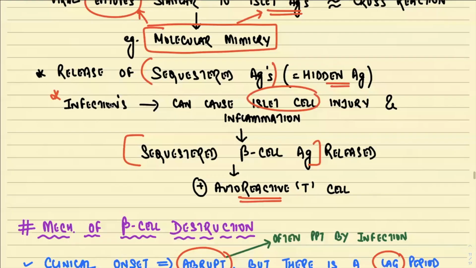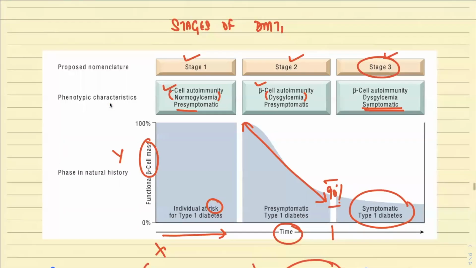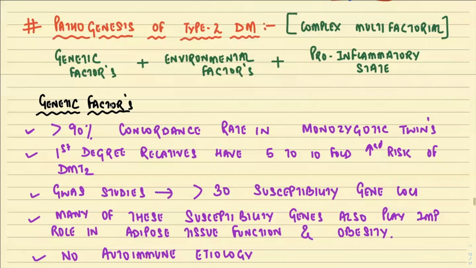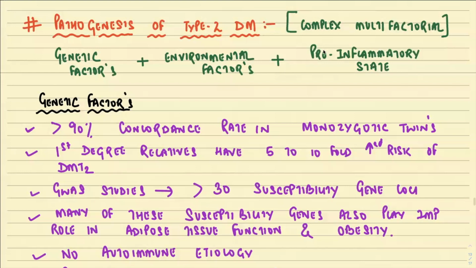Now, after this, the easier one and the interesting one, and also the more common one, we are going to understand the pathogenesis of type 2 diabetes mellitus. Now, the pathogenesis of type 2 diabetes mellitus is very complex, and there are multiple causes. For example, there are genetic factors, certain environmental factors, and a certain pro-inflammatory state, which contribute towards the development of type 2 diabetes mellitus. So what are the genetic factors?